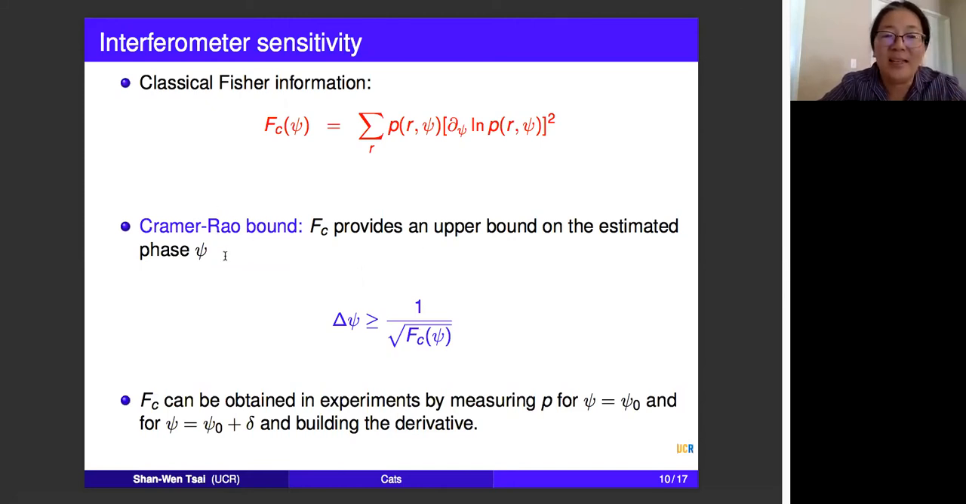For that quantity, there is this Cramér-Rao bound that has been proven, which says that this quantity exactly provides a bound for this delta psi, for the variance. So the larger this amount of information, this classical Fisher information, the more tightly constrained this variance is.